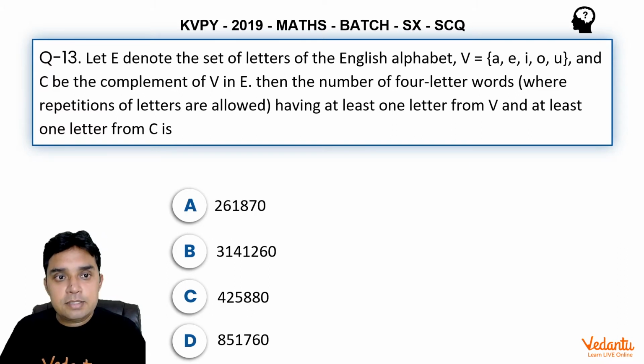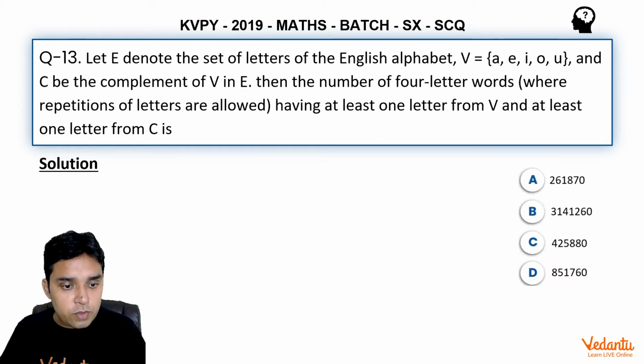This question says, let E denote the set of letters of the English alphabet. V is the set of letters A, E, I, O, U, that is vowels, and C is the complement of V in E, that is the set of consonants. Then the number of 4-letter words where repetition of letters is allowed, having at least one letter from V and at least one letter from C is, and we are given options A, B, C, D.